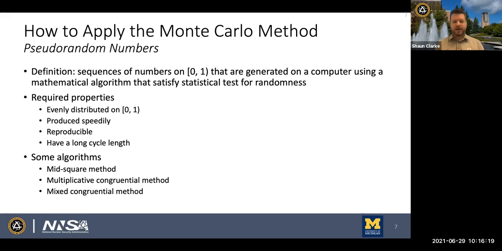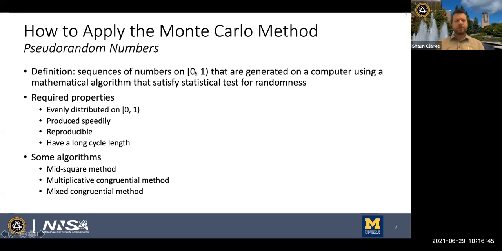I've listed a few algorithms here at the bottom. Essentially, these are just the way that they define the recursive relationship that's used in those codes, and you can look them up. They're all sufficiently random, but they will have different cycle lengths depending on the type of application that they're being used for. So all of this is typically handled under the hood.